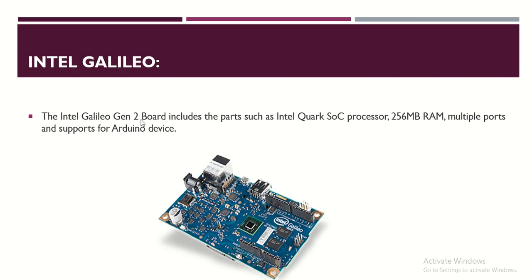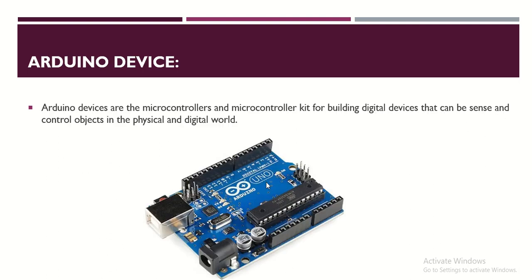Intel Galileo. It includes the Quark SoC processor, 256 MB RAM, multiple ports, and support for Arduino devices. Here also you can see multiple ports to insert your audio jack. Here is a port, and even multiple pins are there which can be connected to multiple resistors or sensors using the breadboard.